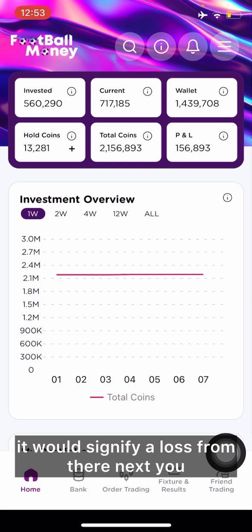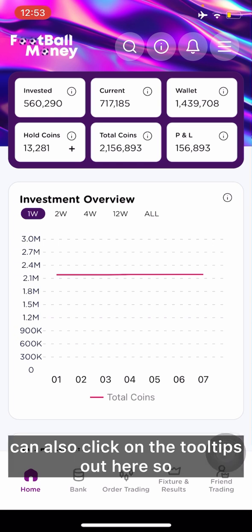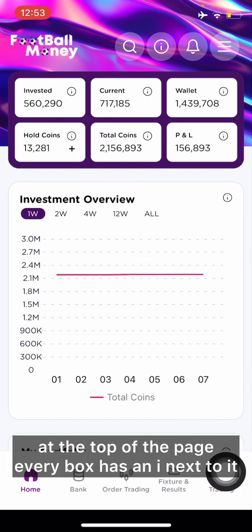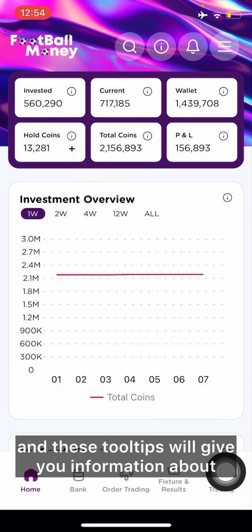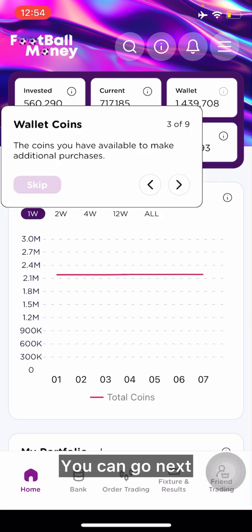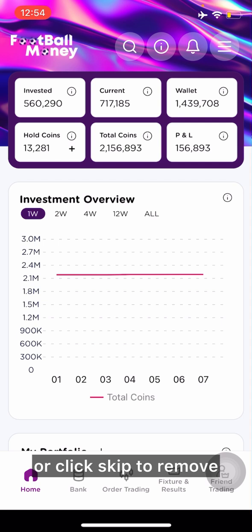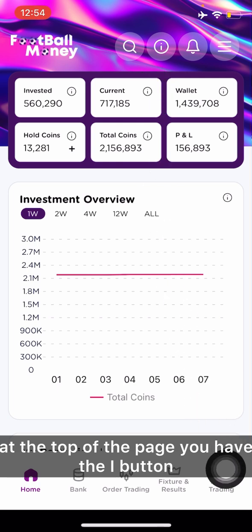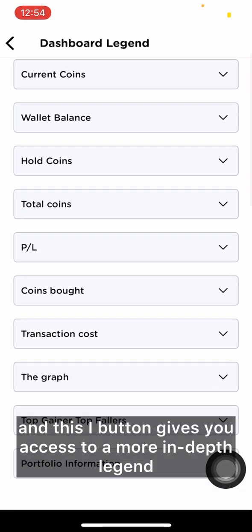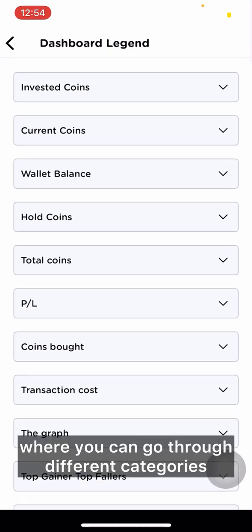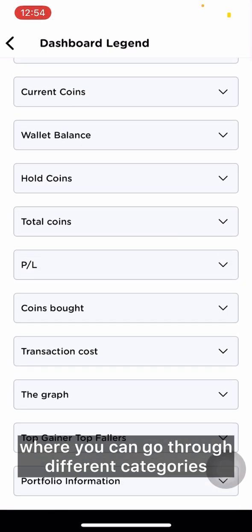From there, next, you can also click on the tooltips out here. So at the top of the page, every box has an eye next to it. And these tooltips will give you information about what this particular section is. You can go next or click skip to remove the tooltip. If you want a more detailed explanation, at the top of the page you have the I button, and this I button gives you access to a more in-depth legend where you can go through different categories and see what they signify.